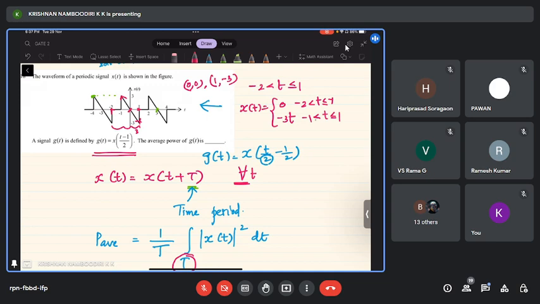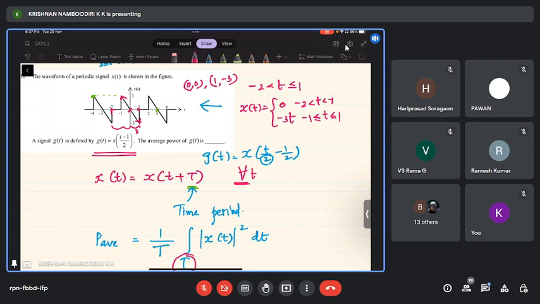So any questions regarding this? I'm considering only one period. You can focus on any period, maybe one from 1 to 4 or from -5 to -2. There are infinite possibilities, but I'm focusing on the one at the center.